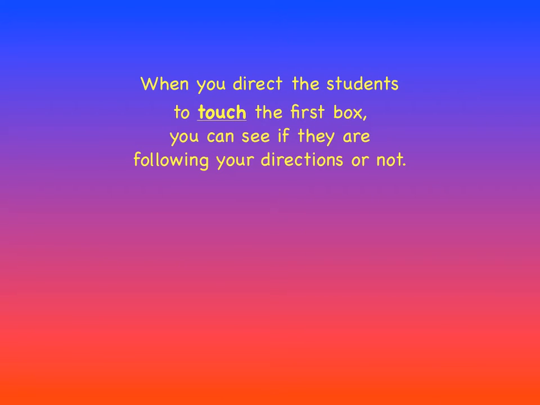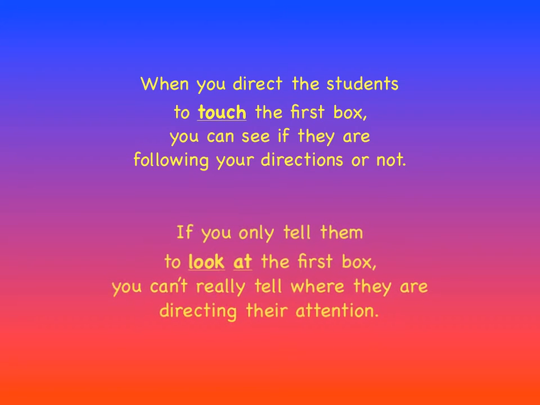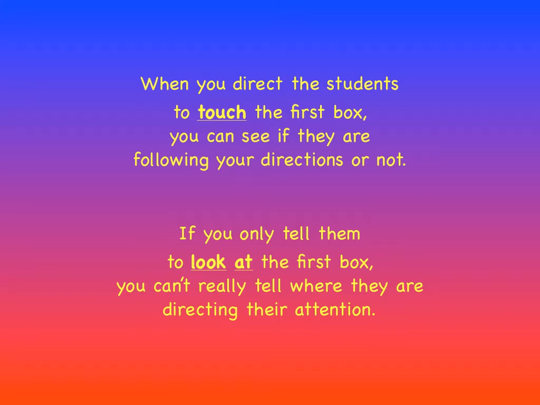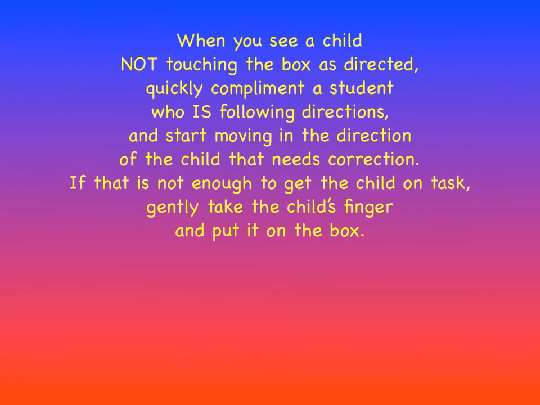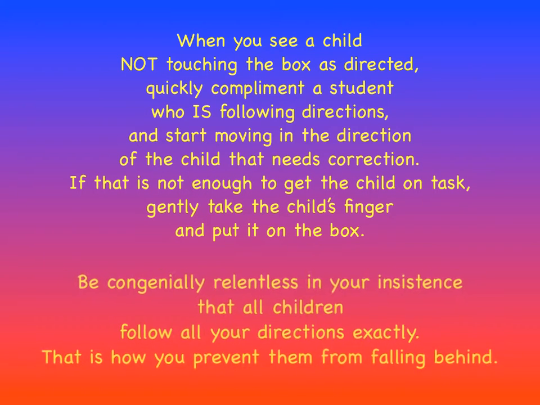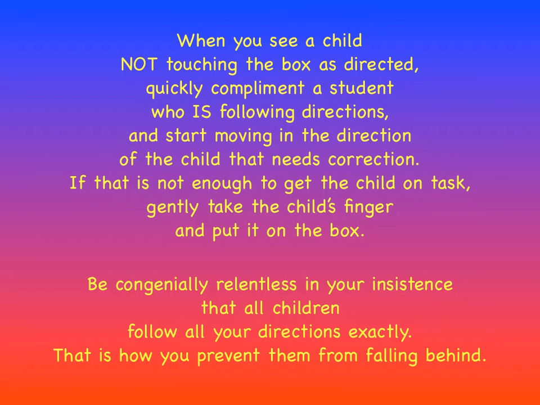When you direct the students to touch the first box, you can see if they're following your directions or not. If you only tell them to look at the first box, you can't really tell where they're directing their attention. When you see a child not touching the box as directed, quickly compliment a student who is following directions and start moving in the direction of the child that needs correction. If that is not enough to get the child on task, gently take the child's finger and put it on the box. Be congenially relentless in your insistence that all children follow all your directions exactly. That is how you prevent them from falling behind.